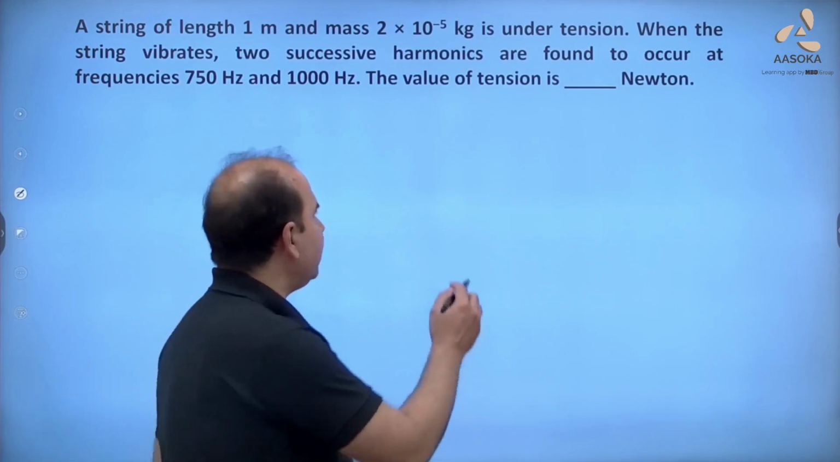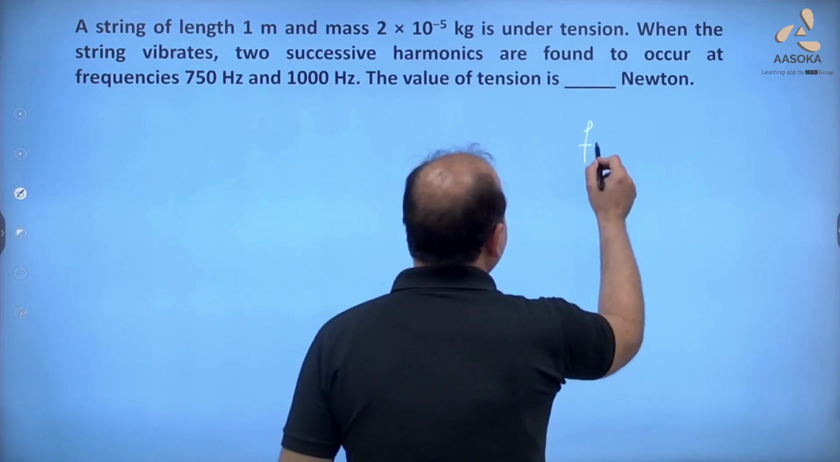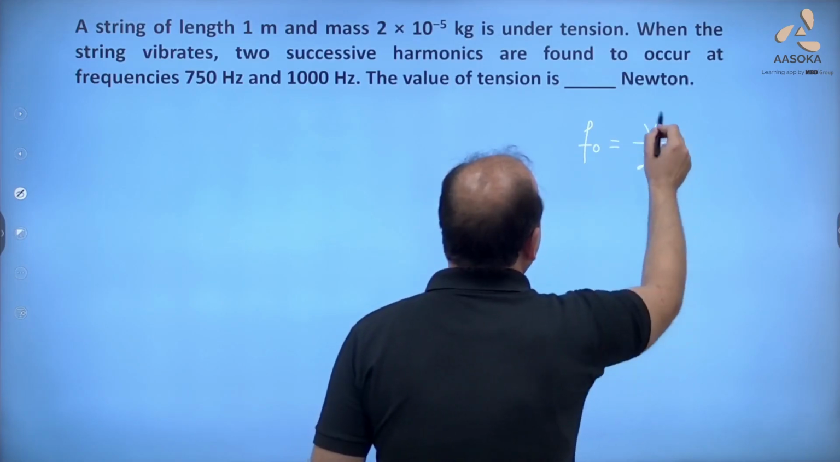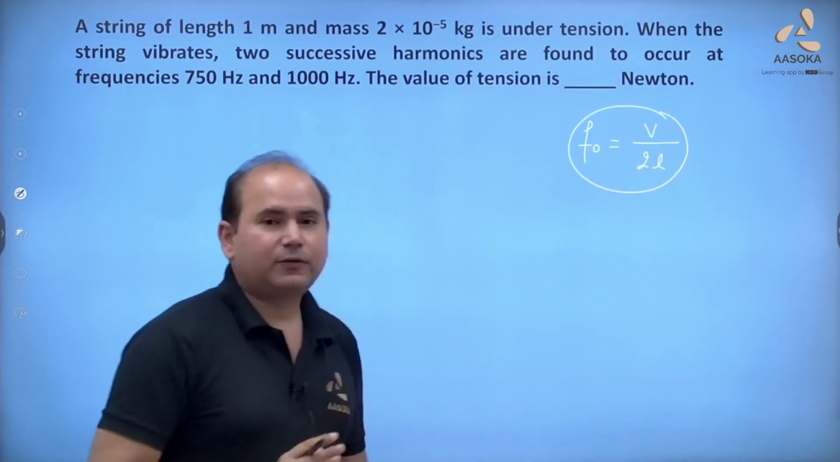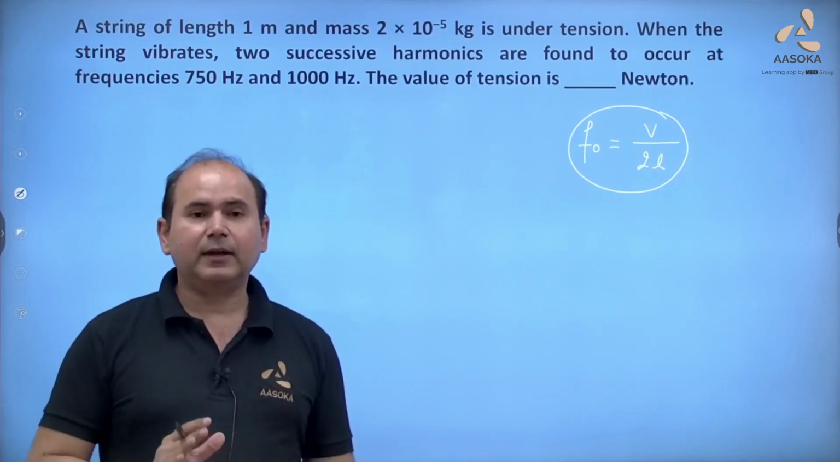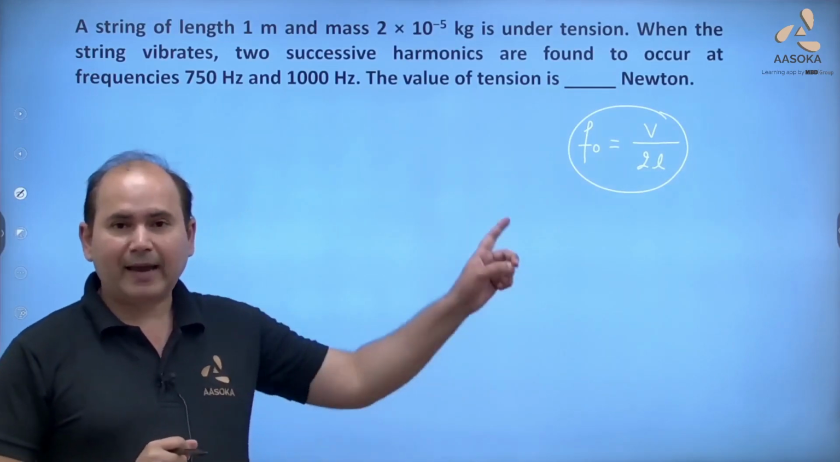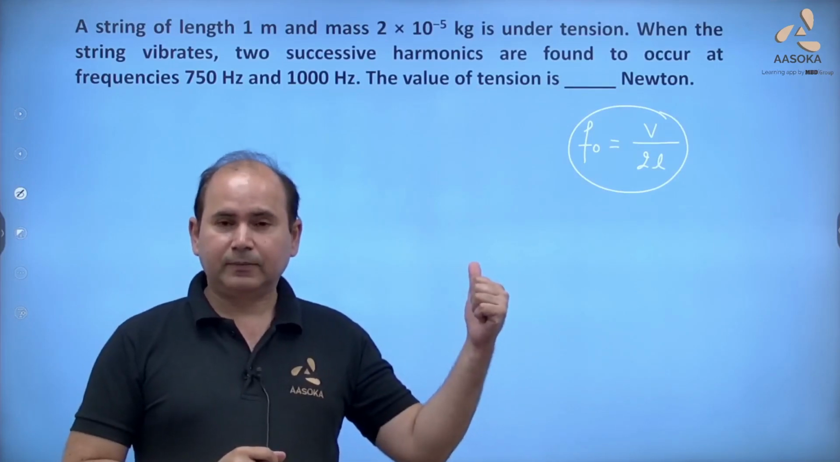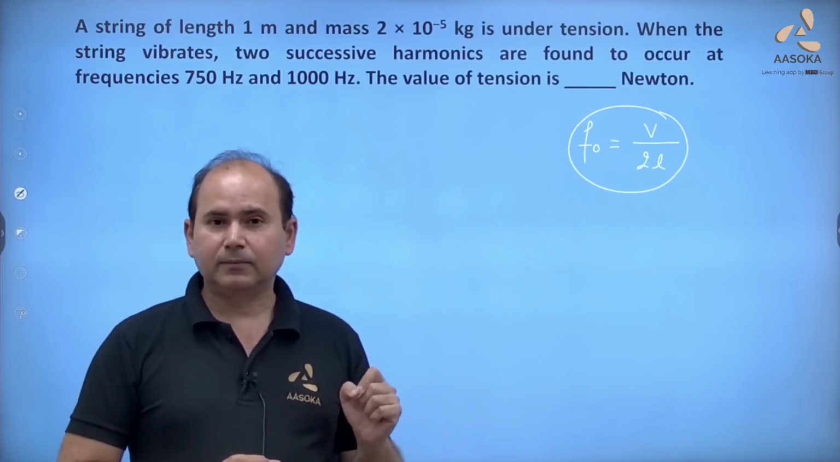So fundamental frequency, let us denote it f naught, is given by v upon 2l. Fundamental frequency is the smallest frequency at which the string can vibrate. So what is v? Speed of transverse wave on the stretched string. L is the length of the string, right?